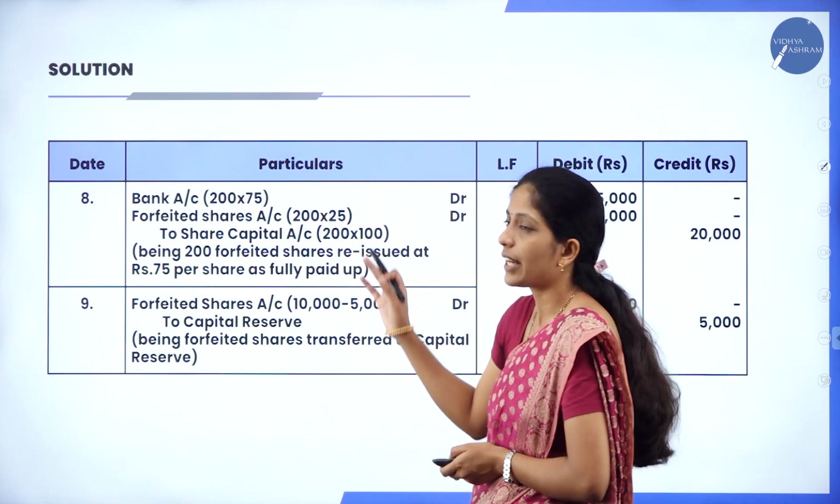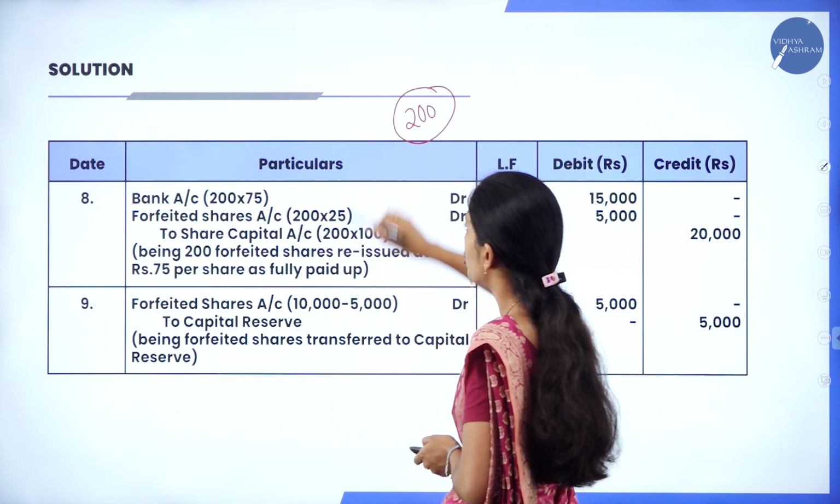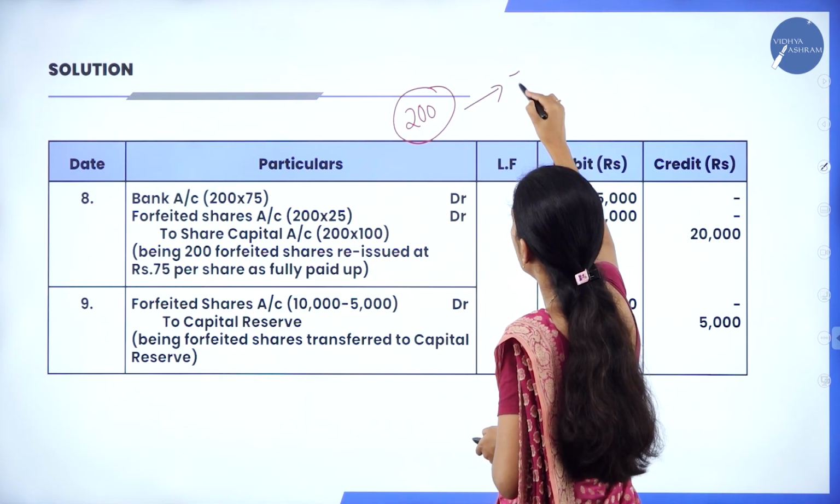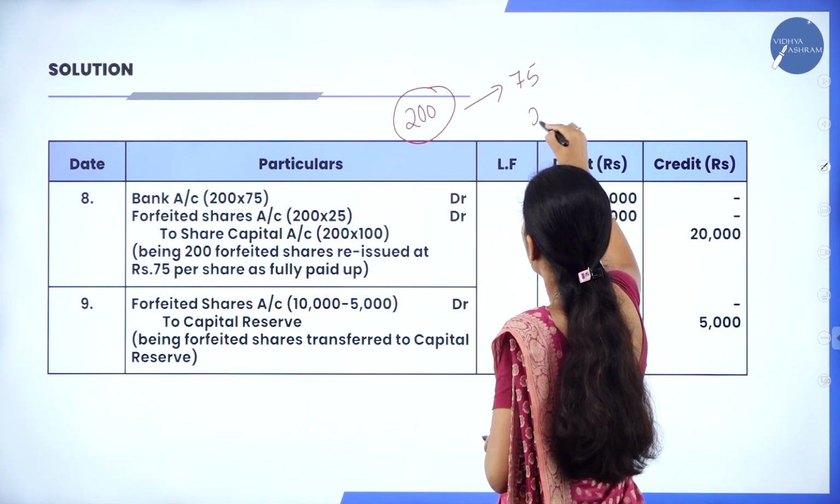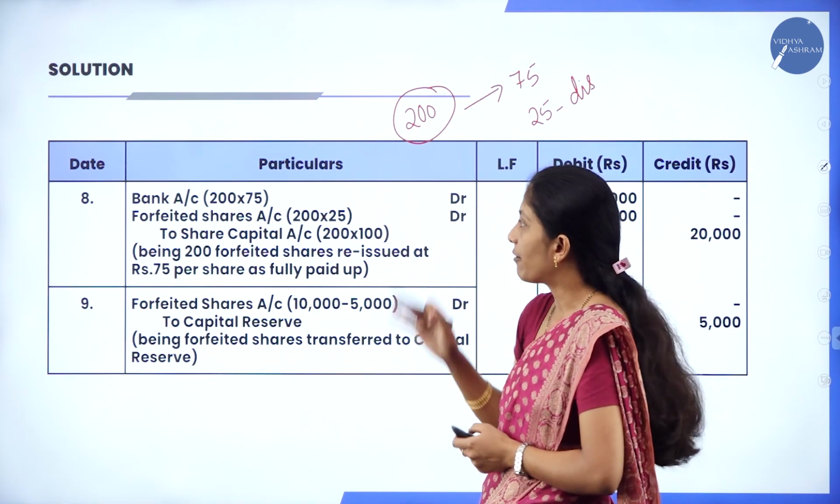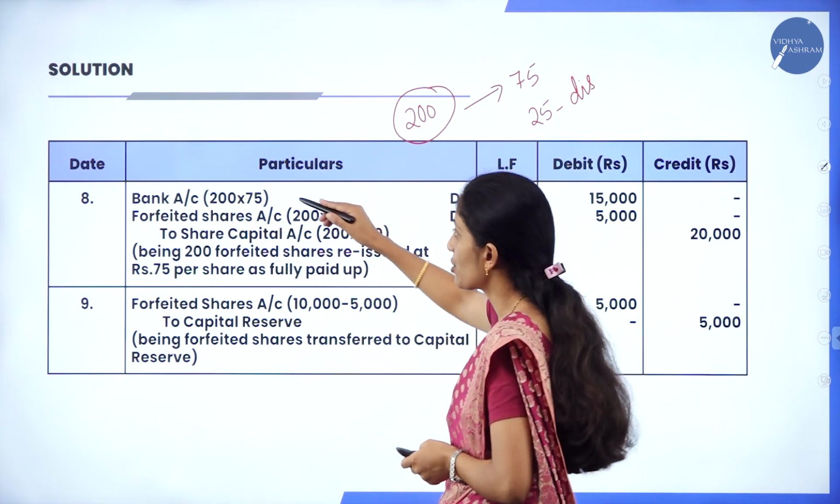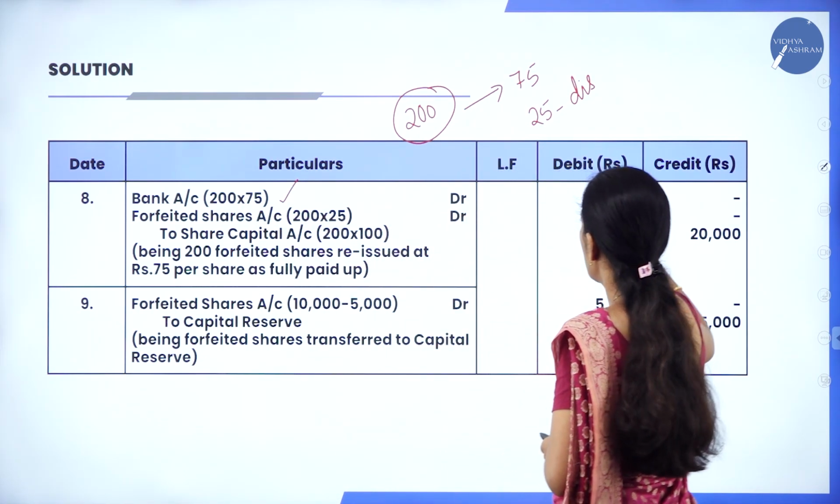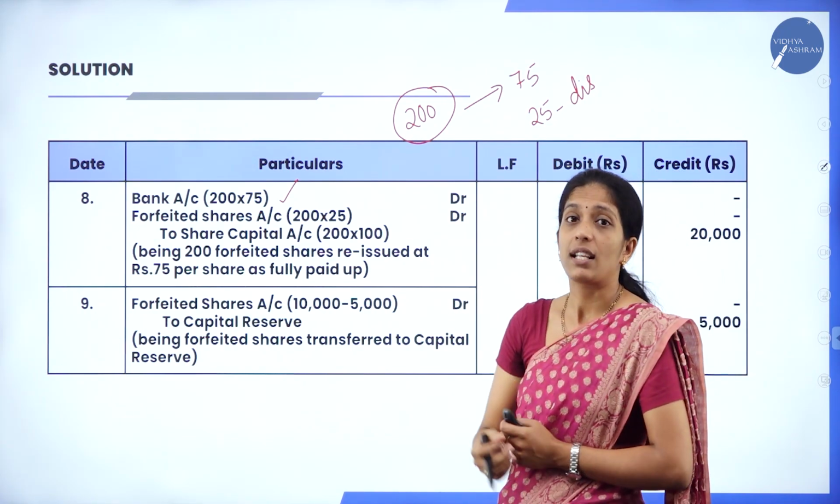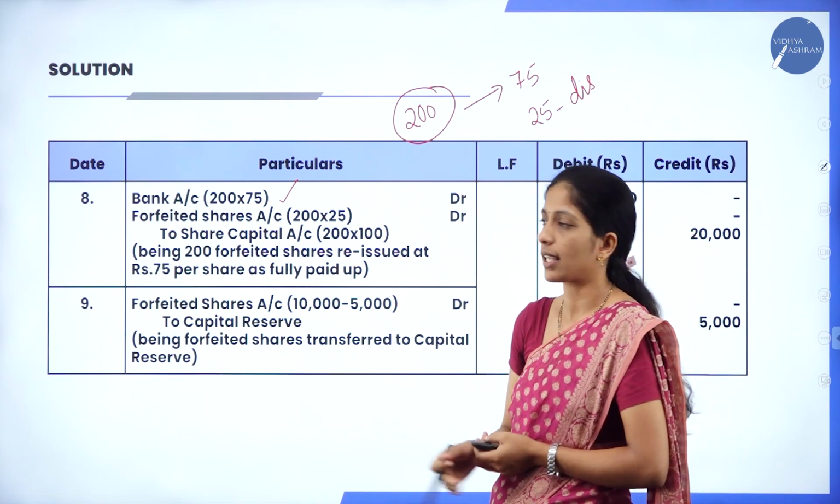Next entry is on reissue. So these 200 shares which have been cancelled have been reissued at rupees what? 75. In the sense 25 rupees is what? Discount. Okay. So we have to write the entry. Bank account debit, 200 into 75. So they have reissued at rupees 75. That is 15,000. But they have reissued at a discount which has to be transferred to forfeited shares account.